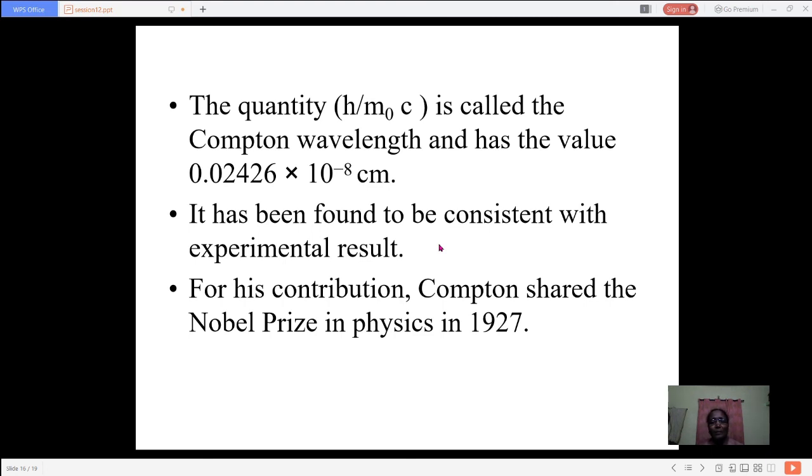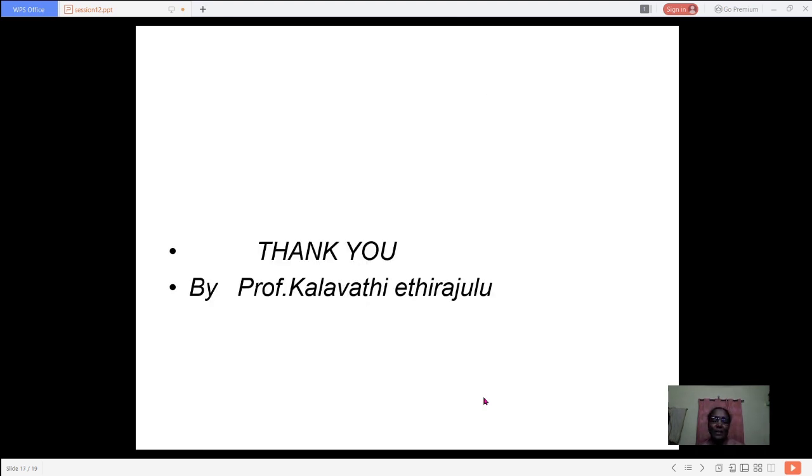Thus Compton won a Nobel Prize for his discovery and satisfactory explanation in the year 1927. So we can see that, coming from classical ideas and getting into quantum ideas, the Compton effect experiment is explained satisfactorily.